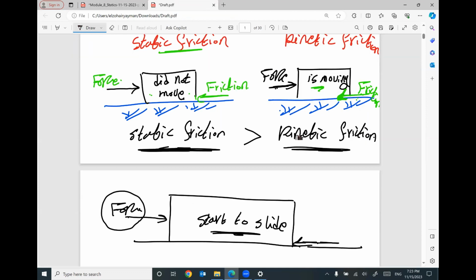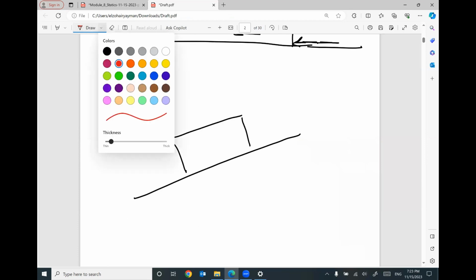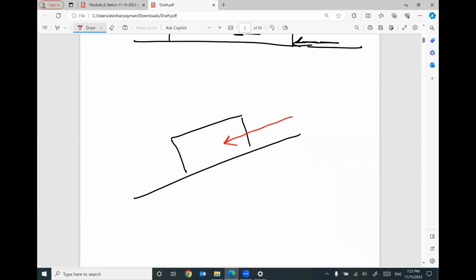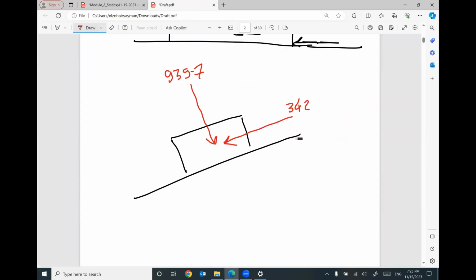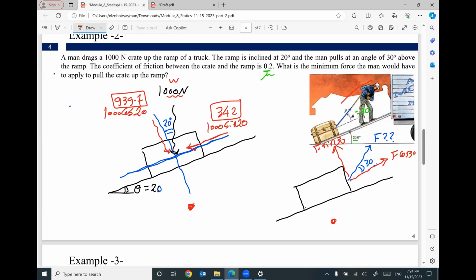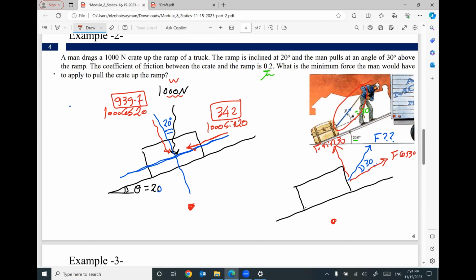So I have this box. I have this component of the weight, 342, and this component of the weight, 939.7 Newton. At the same time, I have this force in this direction, F cosine 30, and in this direction, F sine 30, which is coming from this applied force by the man. Does that make sense? So this man is trying to pull or drag this box up.